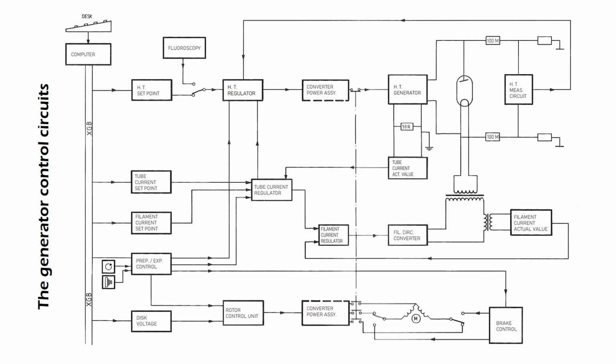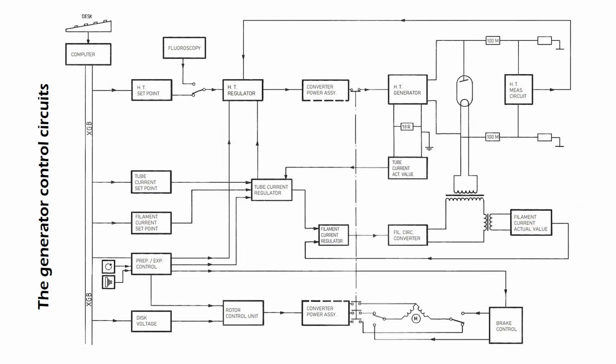The generator control circuits. Though this illustration is a simplified representation of the control loops of a particular model of high-frequency generator, other models of high-frequency generator have control loops much in common. At standby, the computer delivers the HT set point to the high-tension regulator, and the tube current set point and the filament current set point to the tube current regulator. The filament current set point corresponds to the value required for preheating the filament.